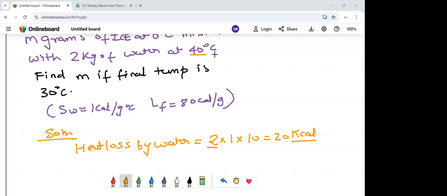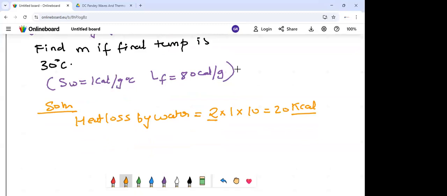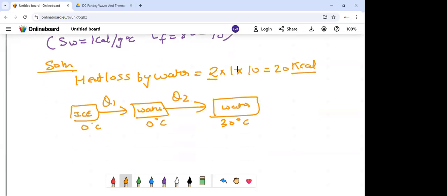Okay. Now, obviously, whatever heat is lost by water, it is gained by ice. So the ice has to come up from 0 degree first. What will happen? Ice will melt. So first ice will convert into water, and then from 0 degree, it will come up to 30 degree. So basically we need to get these two heats, Q1 and Q2, right?